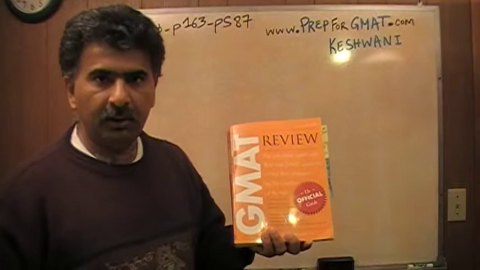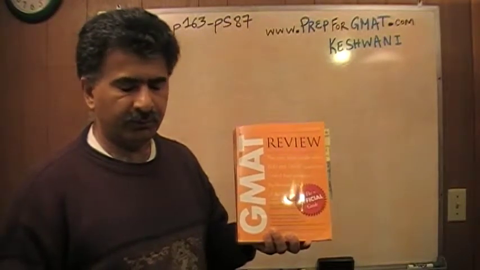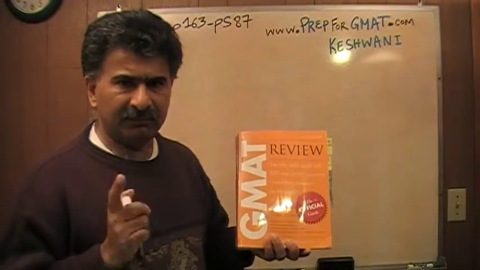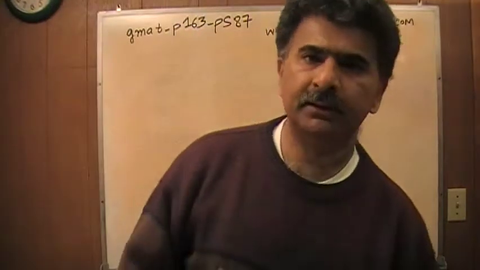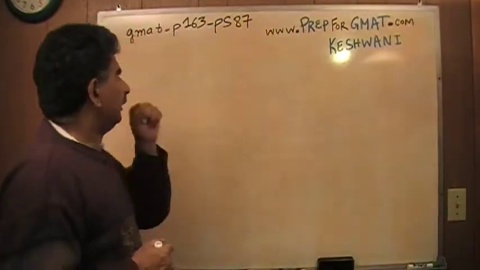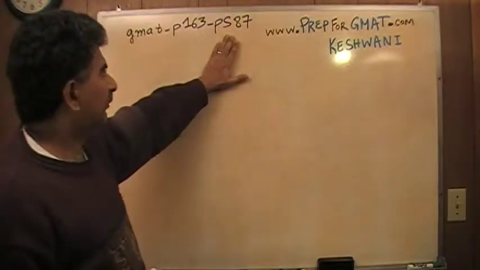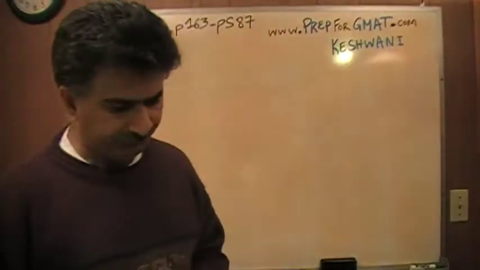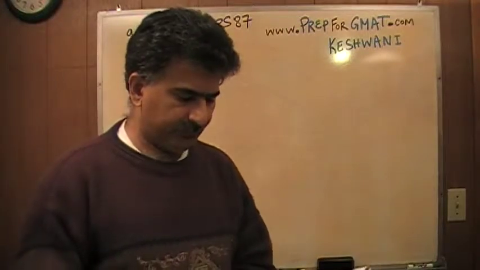I have been solving math problems for GMAT out of this book here, the GMAT Review, the Official Guide, 11th edition. If you're thinking about sitting for the GMAT exam, it's imperative that you buy this book. If you do not have one already, buy this book immediately. You will find it at mba.com. The problem that I'm about to solve appears on page number 163, problem solving number 87. You must have the book in front of you in order to follow my work. Otherwise, you will have difficulty.